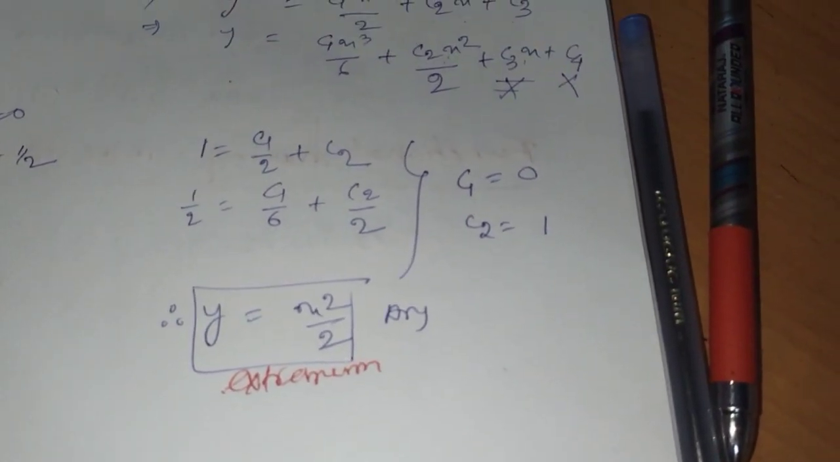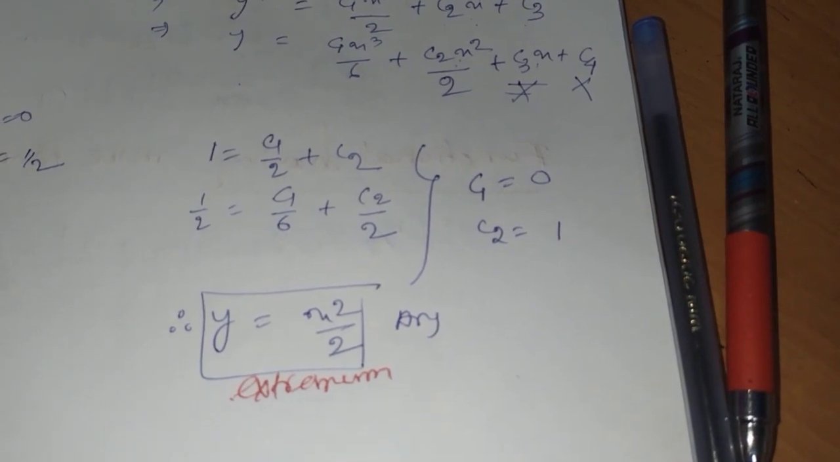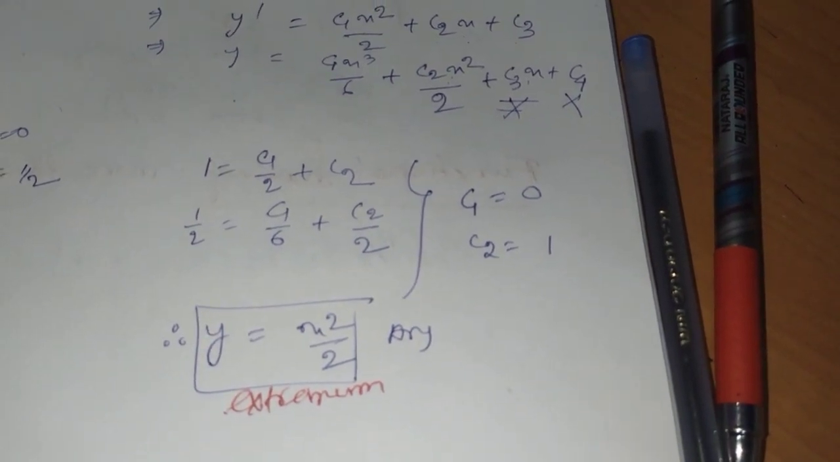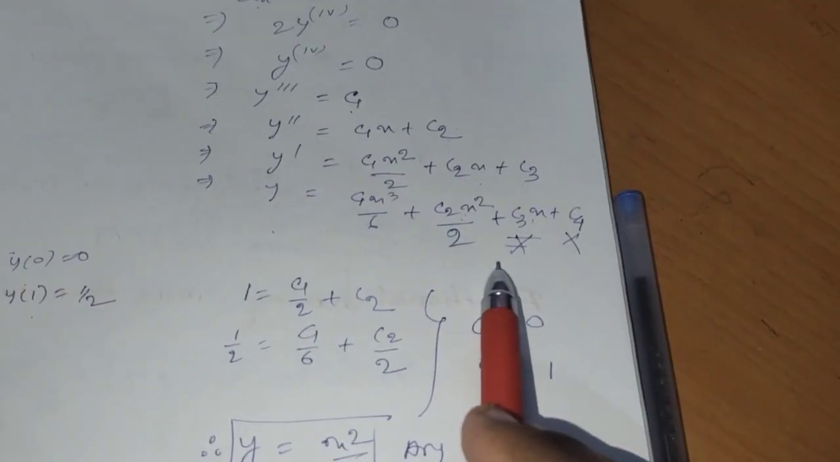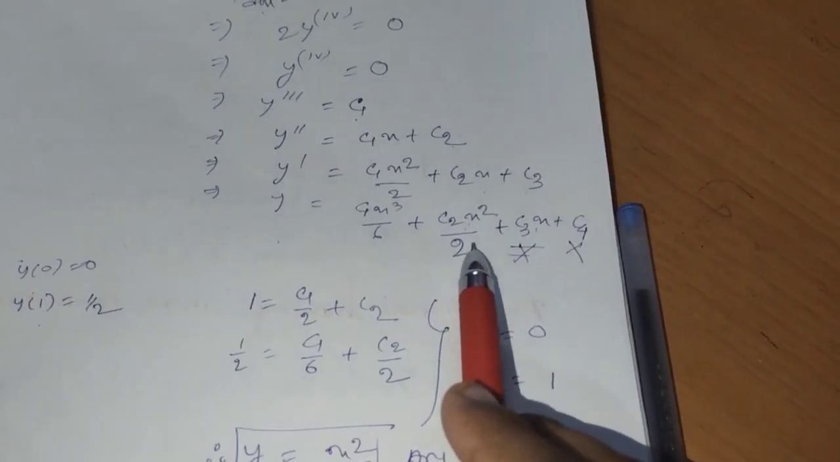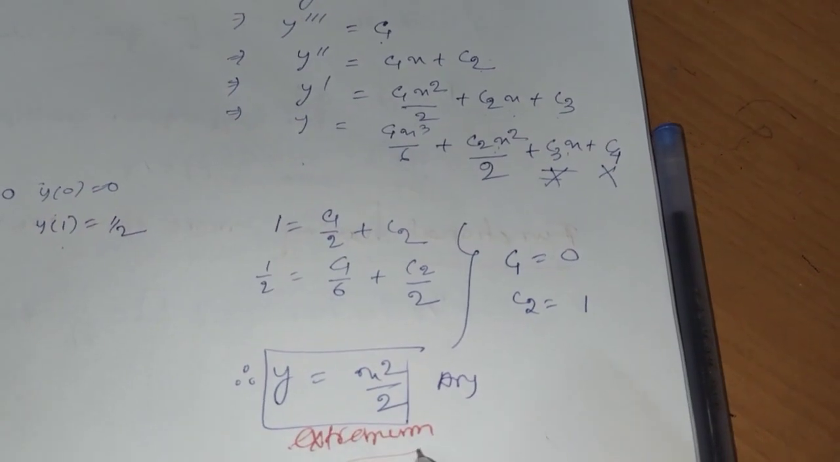Therefore, we have c1 is 0, c3 is 0 and c4 is 0 and c2 is 1. So, if we put these here, we will get y is x square by 2. So, this is our extremum.